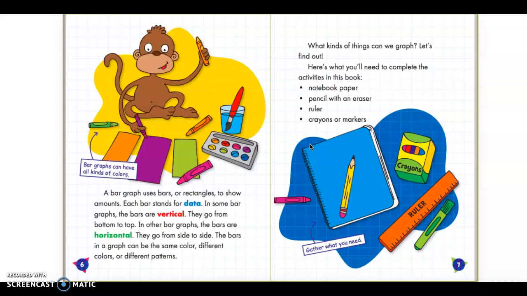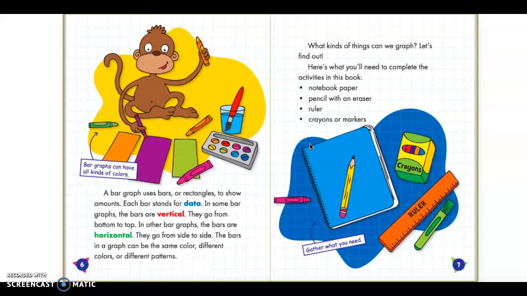A bar graph uses bars or rectangles to show amounts. Each bar stands for data. In some bar graphs, the bars are vertical. They go from top to bottom. In other bar graphs, the bars are horizontal. They go from side to side. The bars in a graph can be the same color, different colors, or different patterns.